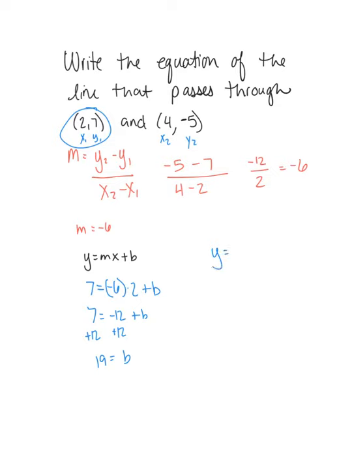Then, when I'm done, the final step is to go ahead and put it all together and get y equals -6x plus 19.